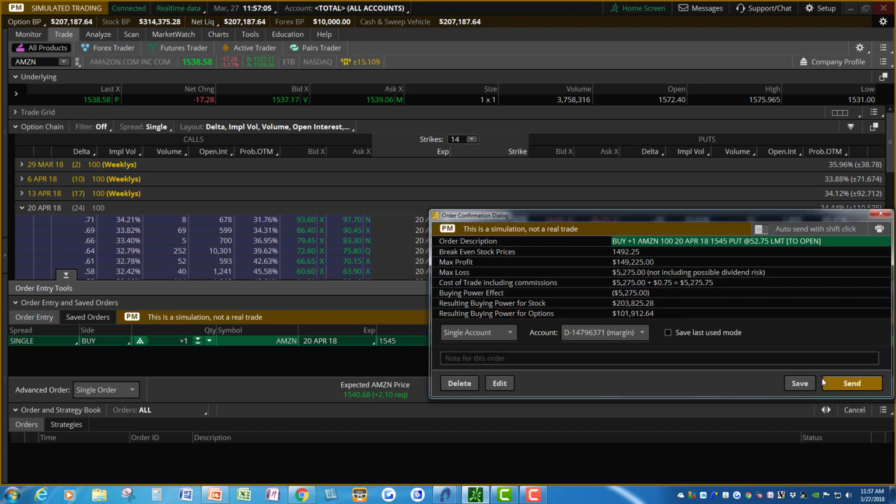We hit the confirm and send button. It tells you what your max profit can be. It tells you what your max loss can be. Right? Max loss is the overall debit.